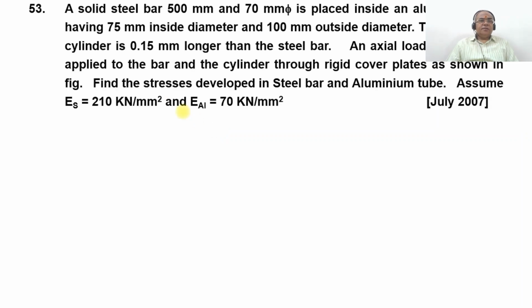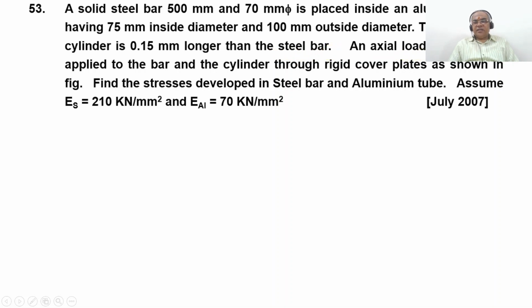Now, we're going to take up one more problem on the composite bar. The problem number reads as 53. A solid steel bar of 500 mm length and 70 mm diameter is placed inside an aluminum tube having 75 mm inside diameter and 100 mm outside diameter. The aluminum cylinder is 0.15 mm longer than the steel bar.